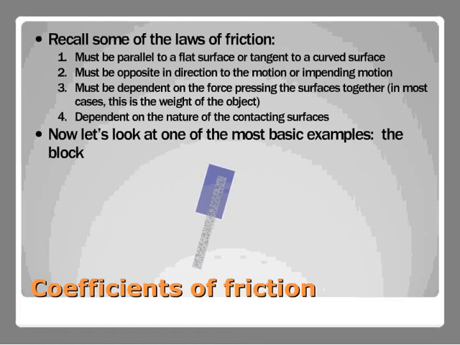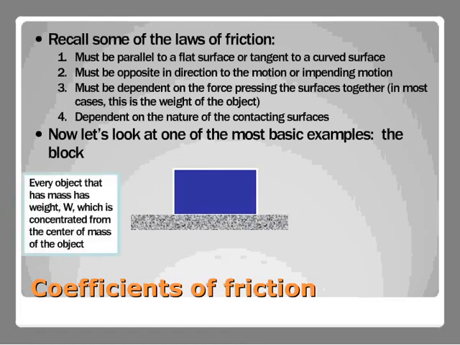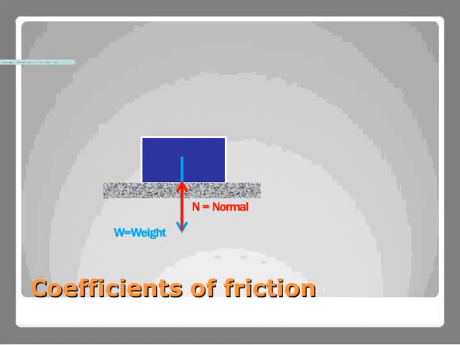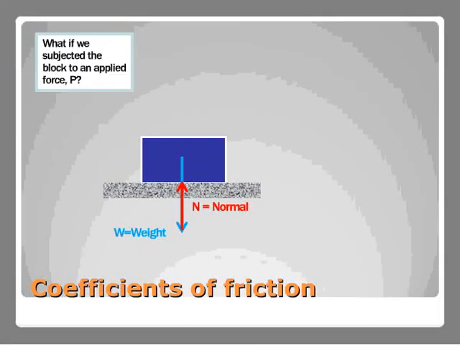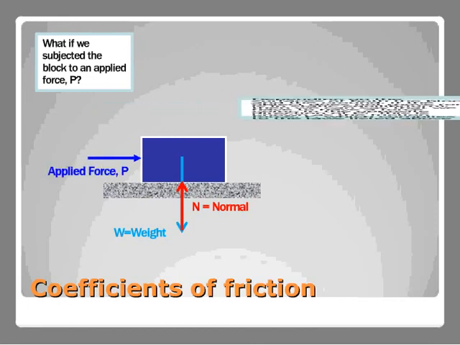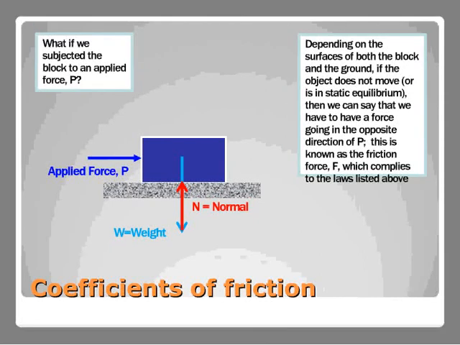Now, let's look at one of the most basic examples, the block. Every object has a mass that has weight, which is concentrated at the center of mass of the object. But if that object comes in contact with a surface, then the surface must react in the opposite direction of that force. And this is called the normal force. But what if we subjected the block to an applied force P? Depending on the surface of both the block and the ground, the object does not move, or is in static equilibrium. We could say we have a force going the opposite direction of P. This is known as the frictional force, F.